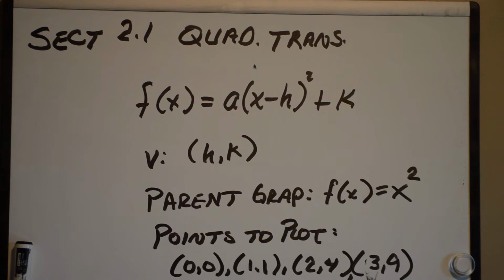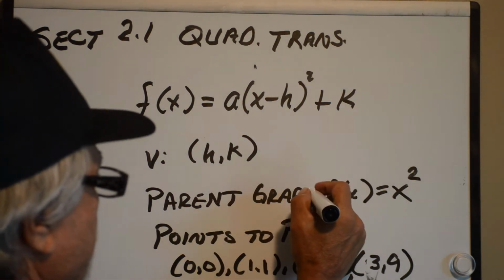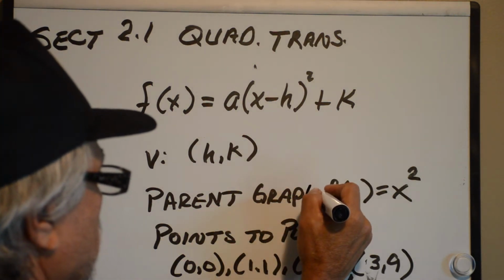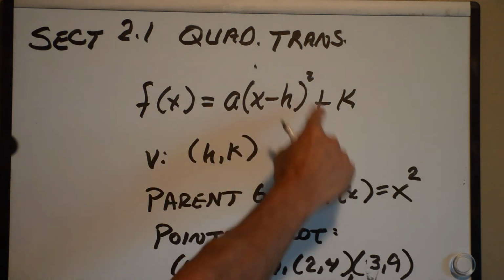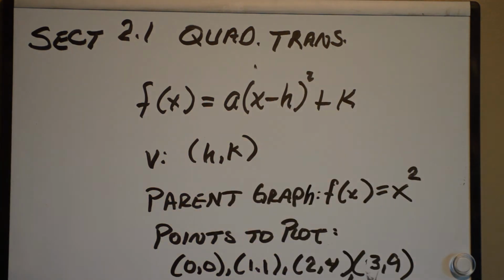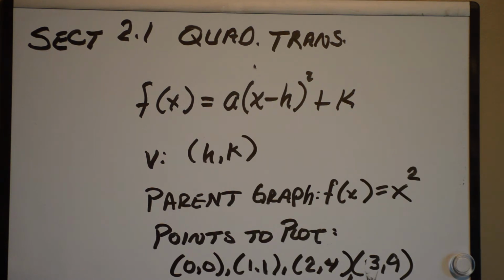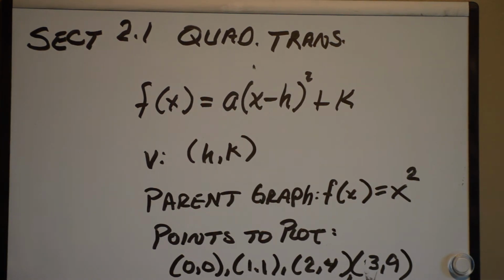Remember our parent graph. f of x is equal to x squared is our parent graph. These numbers up here are going to change where that vertex goes. And the points that we plot for that parent graph are 0, 0, 1, 1, 2, 4, 3, 9, as you all should remember.